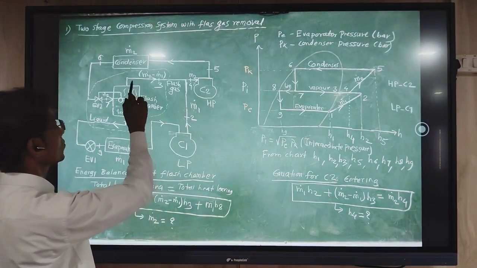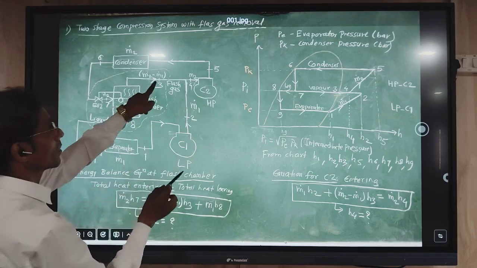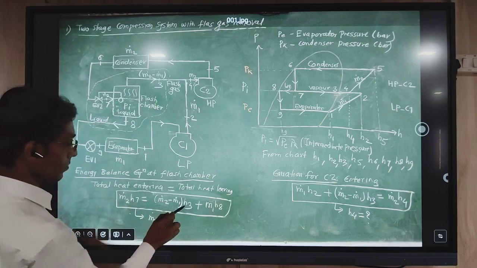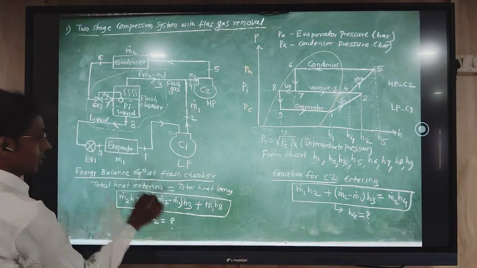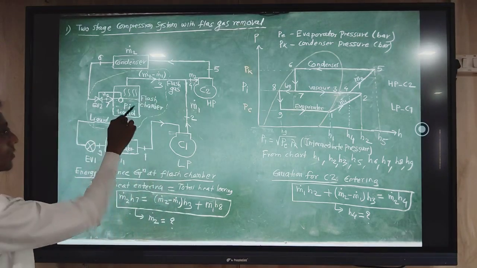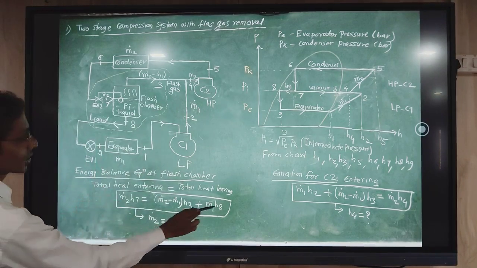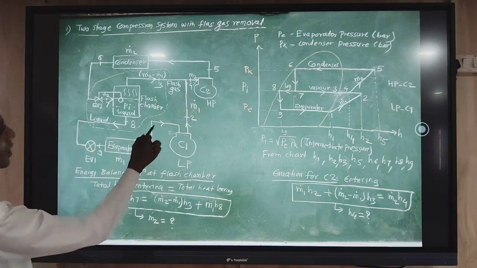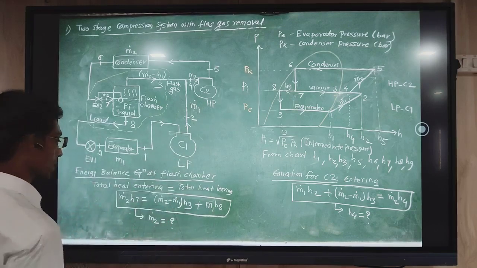Out of that, the first is what? M2 dot minus M1 dot, this mass flow rate, multiplied by the enthalpy value at point number 3, H3. And another heat content which is leaving this flash chamber is what? Point number 8, enthalpy H8. And this mass flow rate is going to the evaporator and further to compressor 1, that is M1 dot. So M1 dot into H8.